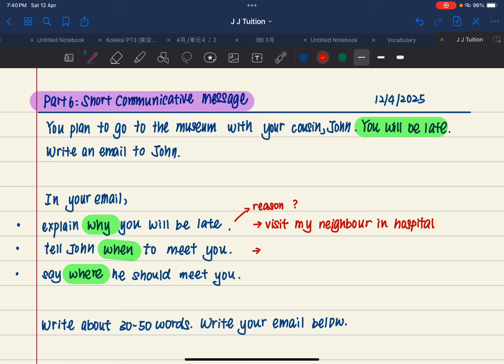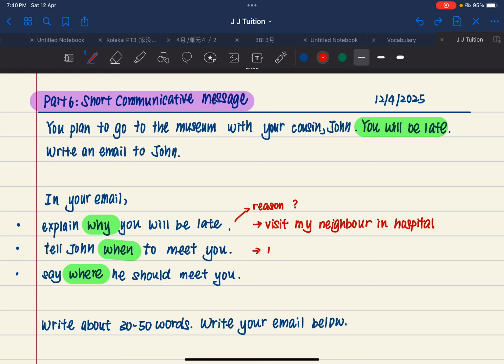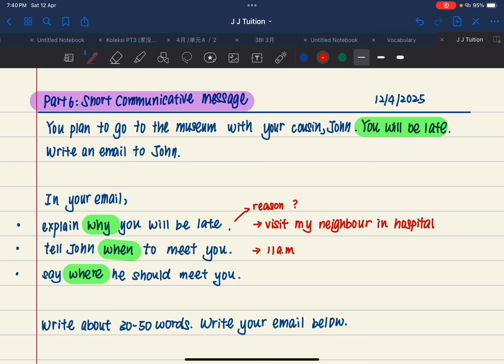Secondly, we need to tell when. So you need to give a time. For example, 4 p.m. Okay, 4 p.m. you will go to the museum, or maybe you can write down 12 p.m. or maybe 11 a.m. Okay, we change the time because normally the museum will be closed by 5, so maybe we can go by 11 a.m.